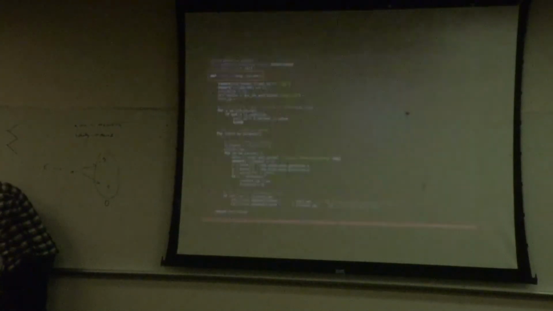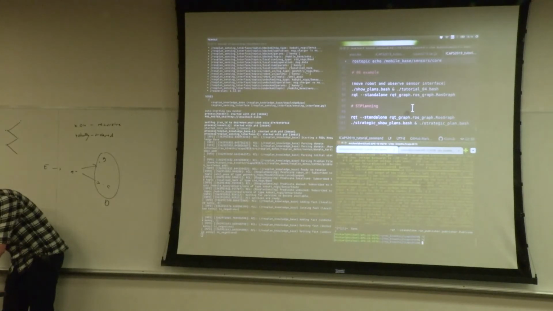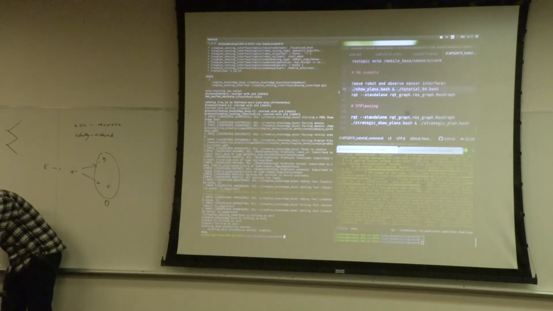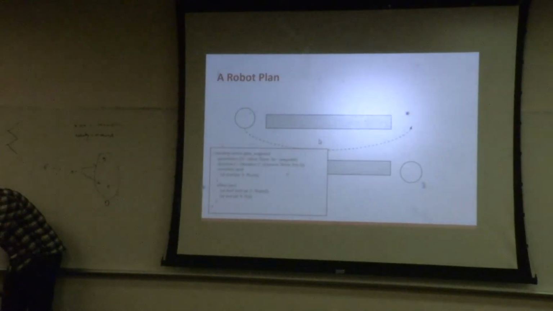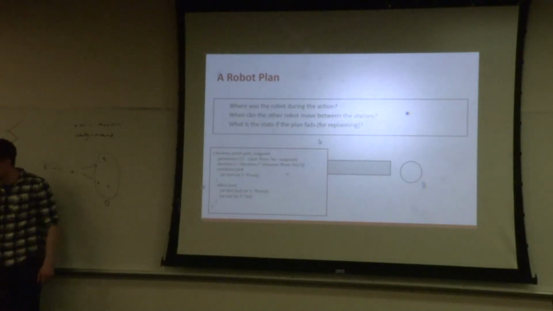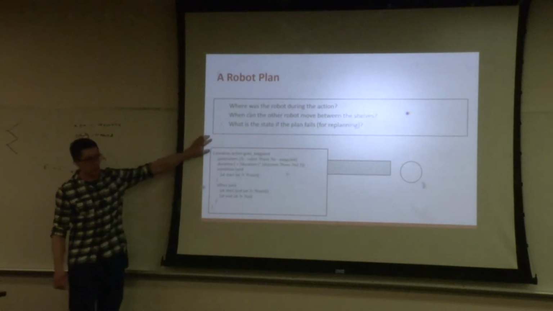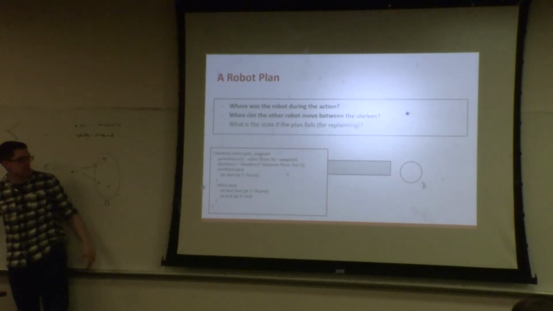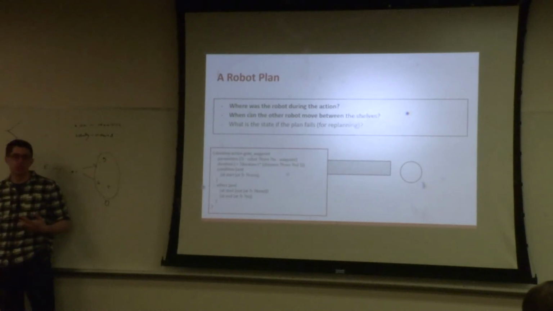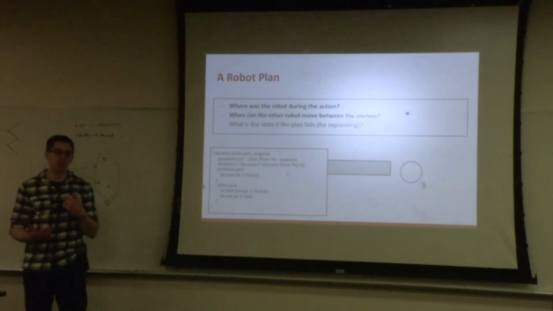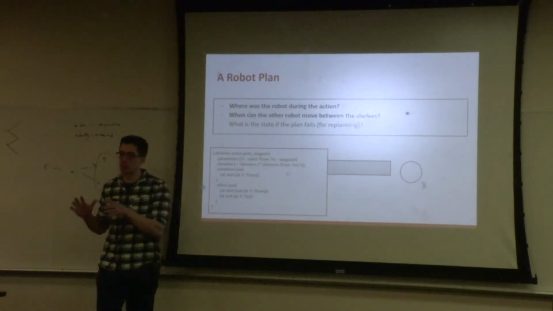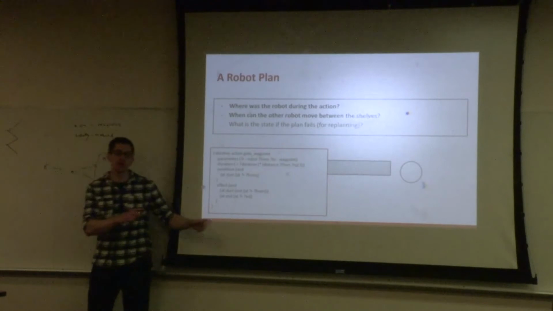Okay, let me run this. Okay. Let's see. Okay, I think I already touched on this, which was questions such as where was the robot doing the action? And when can the other robot move between the shells? We had a conversation already about what happens if the navigation action fails in the middle of execution. According to the PDDL, the robot's no longer at the start waypoint and it's not at the end waypoint, so the robot's nowhere.